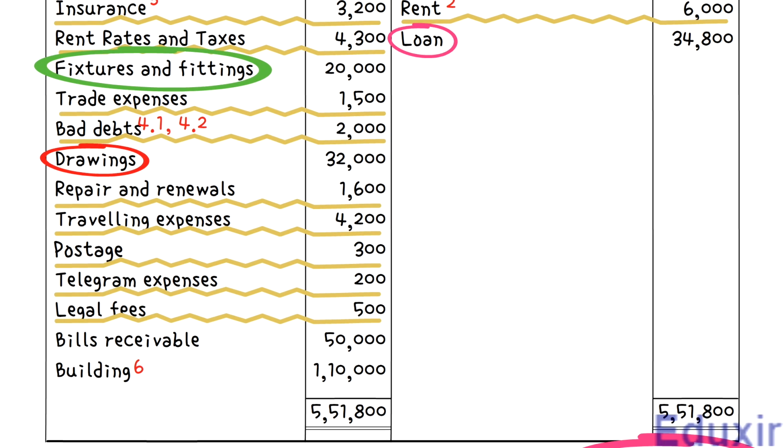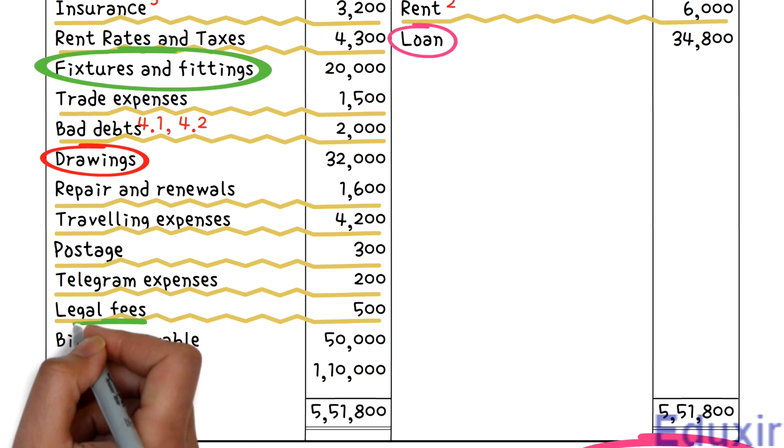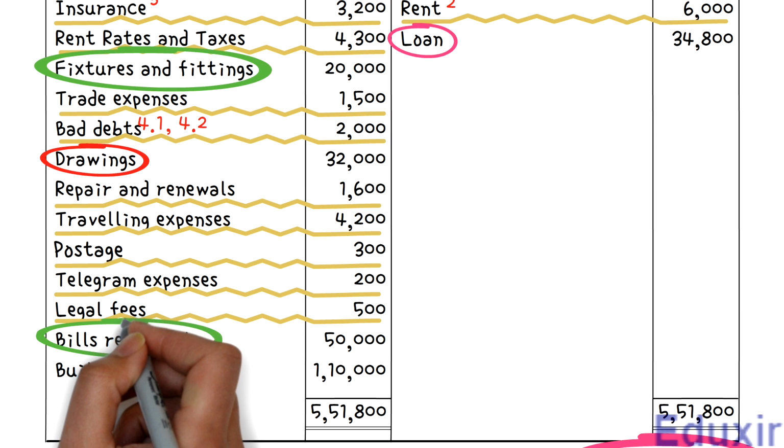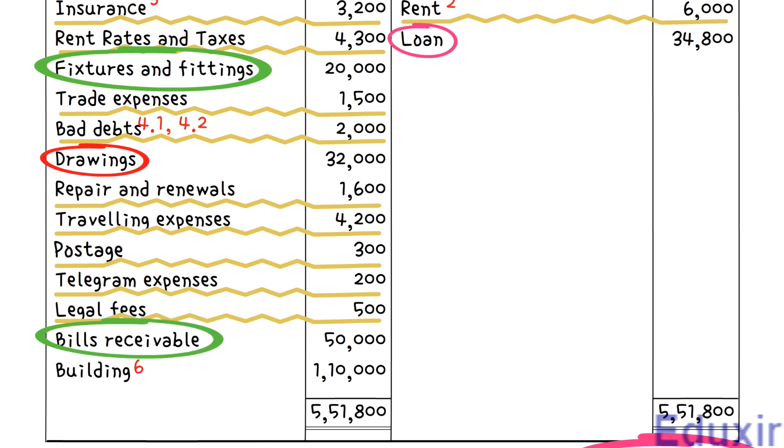Let's now consider the next balance. The next balance is given as the balance of bills receivable is 50,000 rupees. As you know, the bills receivable are assets of the business. So this balance should go into the balance sheet. Now the next balance is given as building worth of 1,10,000 rupees. As you know, the building is an asset and its balance should go into the balance sheet.